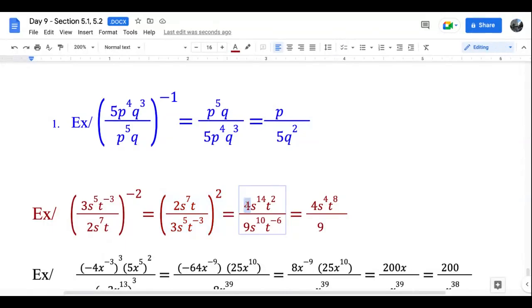So 2 squared is 4. X raised to 7, then squared, that's x raised to 14. Then t squared. The denominator 3 squared is 9. X raised to 5 now becomes x raised to 10. T raised to -3 now becomes t raised to -6. Right? Then we look for like terms. So we have x raised to 14 in the numerator, x raised to 10 in the denominator. That simplifies to x raised to 4 in the numerator. Then we have t squared and t raised to -6. So we do 2 minus -6. That becomes t raised to 8 in the numerator.